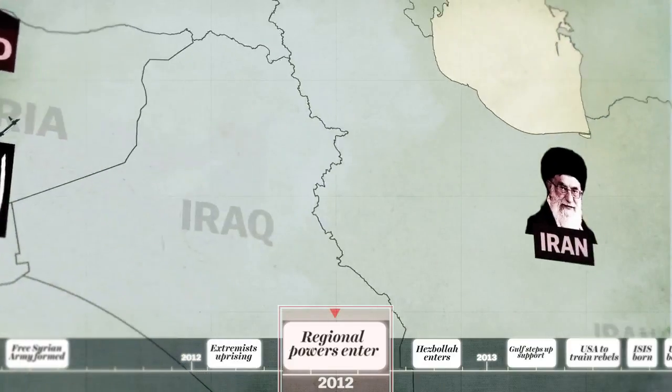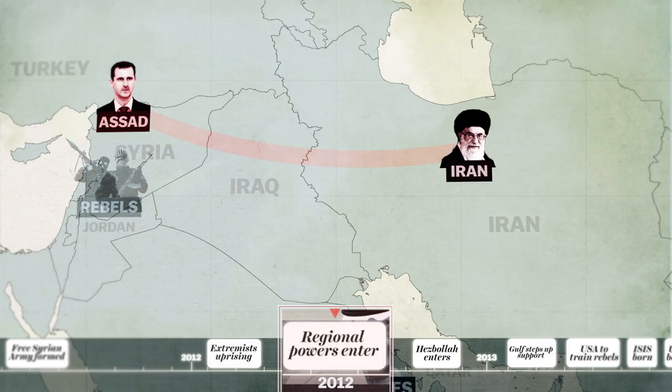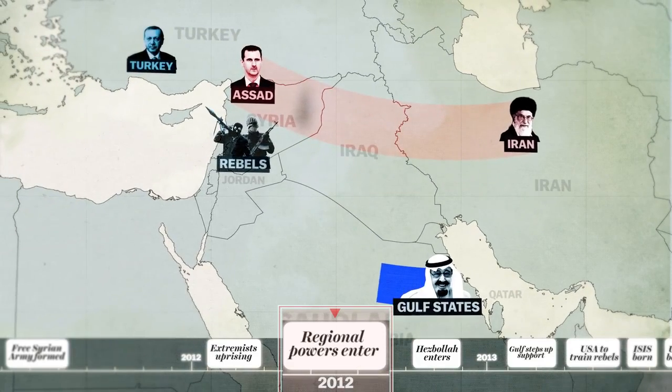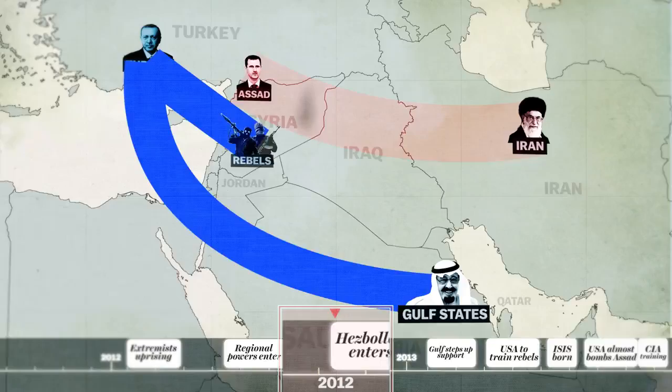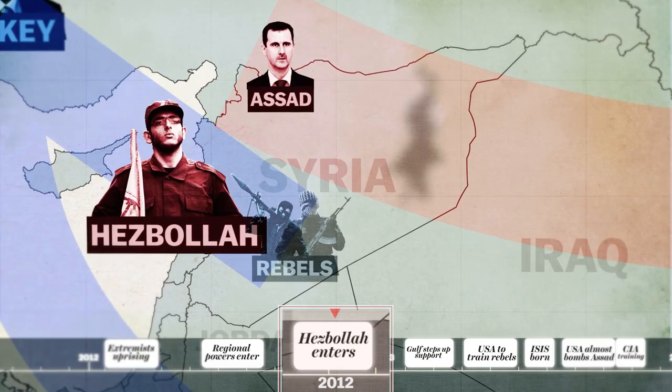Iran, which is Assad's most important ally, intervenes on his behalf. By the end of 2012, Iran is sending daily cargo flights and has hundreds of officers on the ground. At the same time, the oil-rich Arab states on the Persian Gulf begin sending money and weapons to the rebels, mainly to counter Iran's influence and mainly through Turkey. Iran steps up its influence in turn in mid-2012 when Hezbollah, which is a Lebanese Shia group backed by Iran, invades to fight alongside Assad.